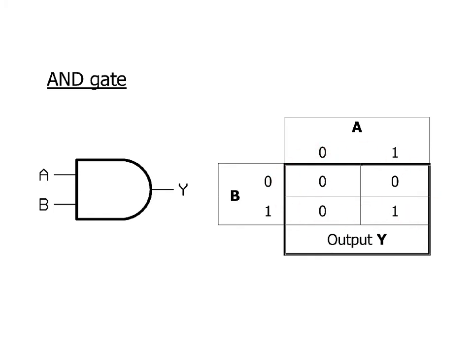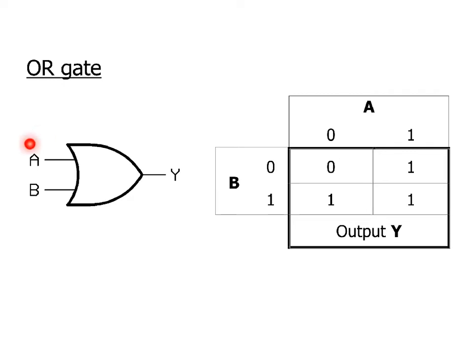If A is 0, the output is 0. If B is 0, the output is 0. The only time that the output of an AND gate is 1 is if both inputs are 1, and that's shown here on this truth table. Okay, you should remember that from our previous video, but now you can see it visually with these zeros and ones. And now we're going to go through the OR gate.